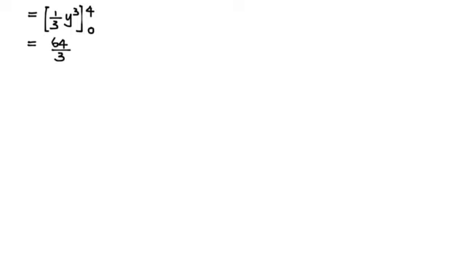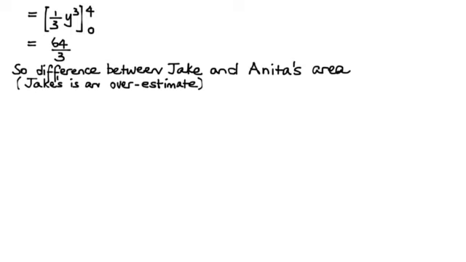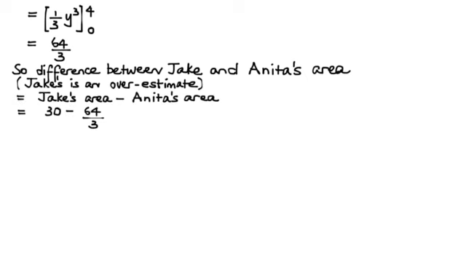Alright, we're nearly there now. We've just got to work out the difference between Jake's and Anita's areas. Now Jake's is an overestimate, as we discovered when we were going through Jake's way of doing it. So therefore, the difference is going to be Jake's minus Anita's, which will be 30 minus 64 over 3, which is going to be 90 minus 64 all over 3, which will be 26 over 3, which is C. Answer C is the one we want.